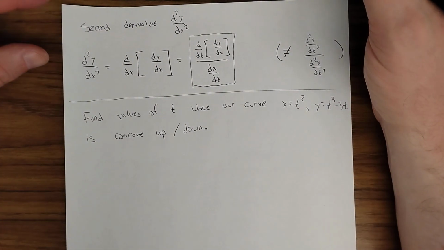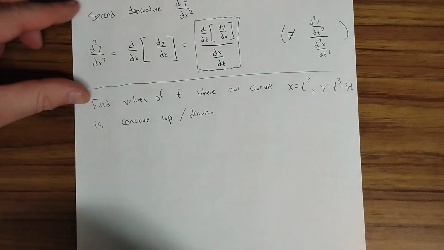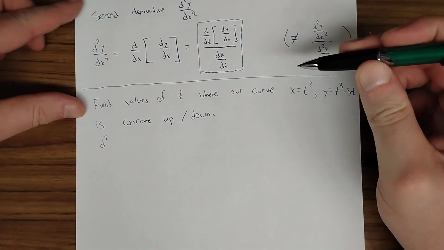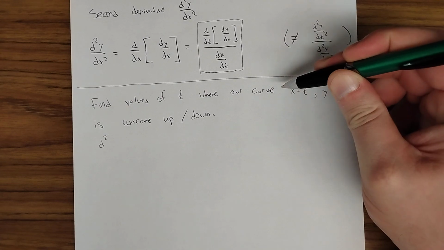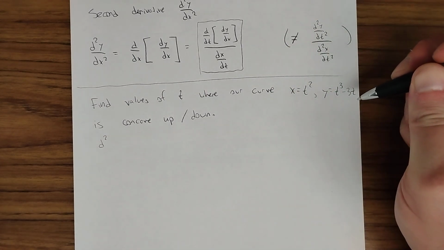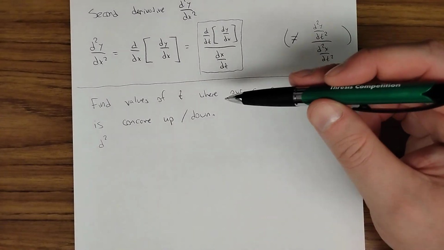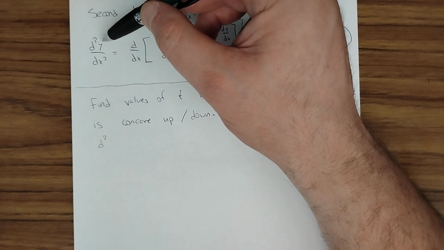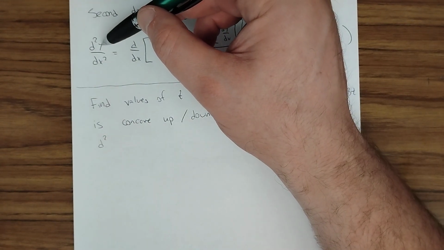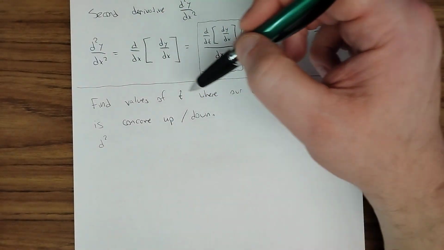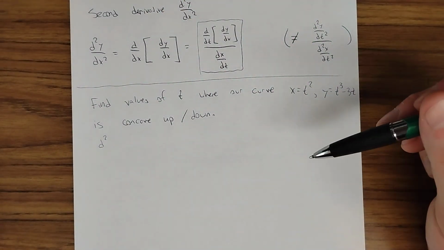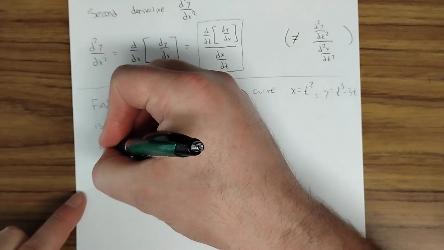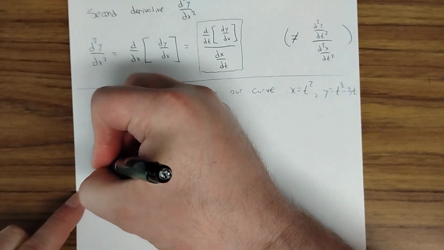So here's how we do it. By the way, the question is to find values of t where our curve, the same curve we've been working on throughout this video, is concave up and concave down. Of course, concave up just means the second derivative of y with respect to x is positive, and concave down means it's negative. So this is a basic question about the second derivative of y with respect to x. So that's why we're finding it.